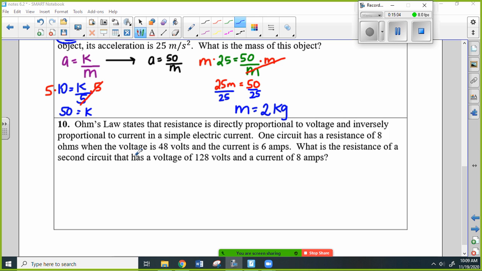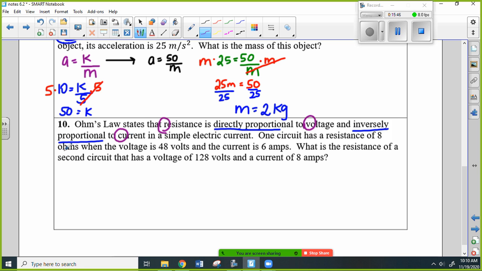Okay, so it says Ohm's law, that's a real law, states that resistance is directly proportional to the voltage and inversely proportional to current in a simple electric circuit. All right, so I'm looking at what comes before directly proportional, and it says resistance, so I did R. Directly proportional to voltage, so I did V, and inversely proportional to current, so I did C. I think in the real formula it's an I for current, which I think is weird. But if any of you guys have taken electricity, I think it's an I.